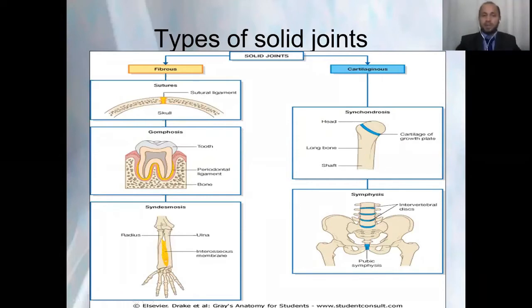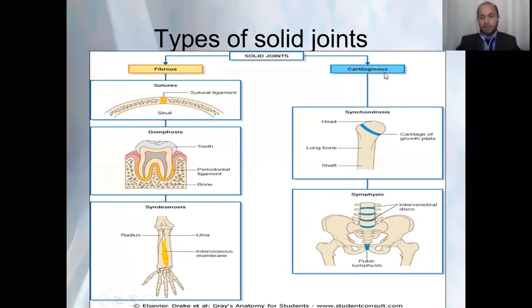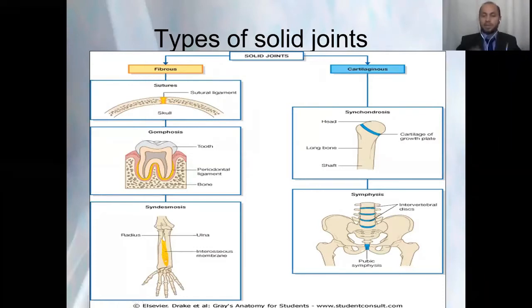So it means that the solid joints are further divided into the fibrous joint and the cartilaginous joint. Examples of the fibrous joint are sutures of the skull, the gomphosis, and the syndesmosis. Similarly, the cartilaginous joints are further divided into the primary cartilaginous joint and the secondary cartilaginous joint. Primary cartilaginous joints are present in the long bones, and secondary cartilaginous joints are present between the vertebrae and the pubic symphysis.